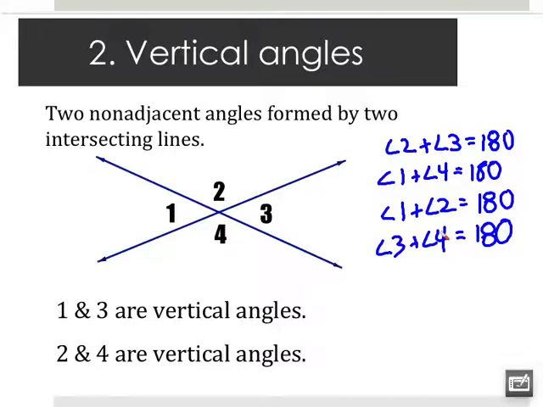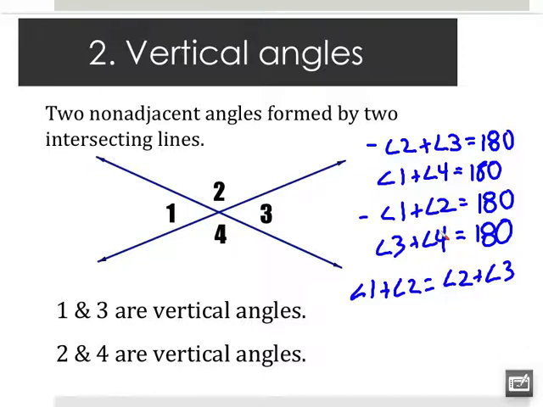Great. Now how does that prove that 1 and 3 are equal? Take the equation with angles 2 and 3 and 1 and 2. Angle 2 plus angle 3 equals 180, and angle 2 plus angle 1 equals 180, so angle 1 and angle 3 have to be equal. Let's throw the extra step in there. Angle 1 plus angle 2 must then equal angle 2 plus angle 3. If they both equal 180, then they have to be equal to each other.